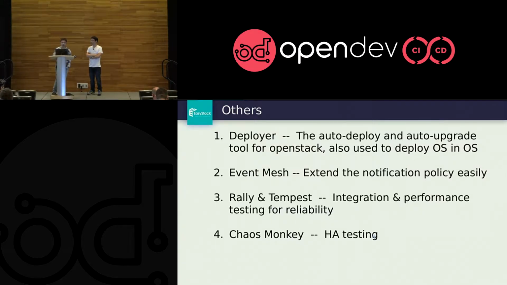Okay, here are some tools. Deployer is an auto deploy and auto upgrade tool for OpenStack. It is also used to deploy OS in OS. In fact, the deployer is one of our software products. We use this deployer in the customer environment to deploy our product.